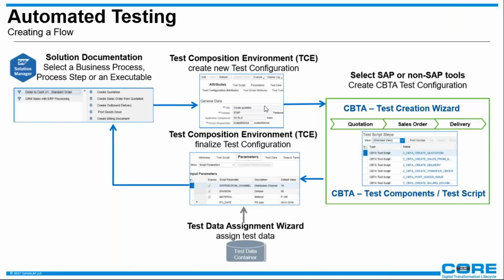So next is the CBTA Test Wizard. In the CBTA Test Wizard is when you do the recording, and it captures and builds components. Then to finalize, the parameters are added from test data assignments, and then the test is finally run and ready for debugging if needed.